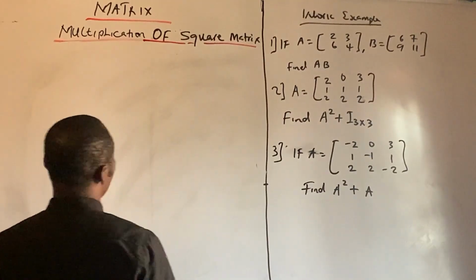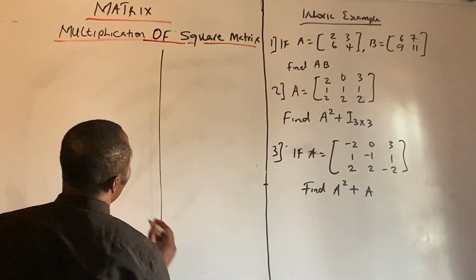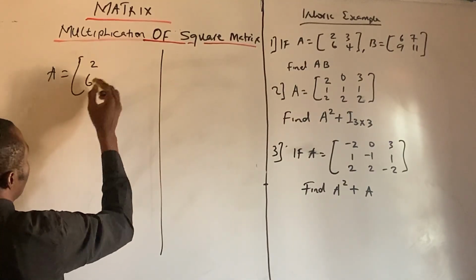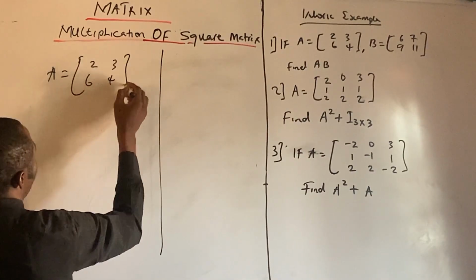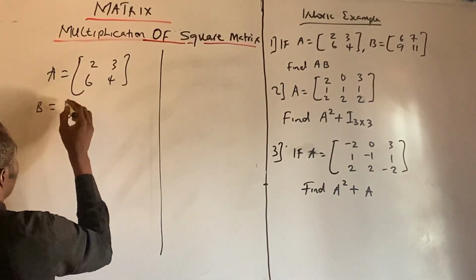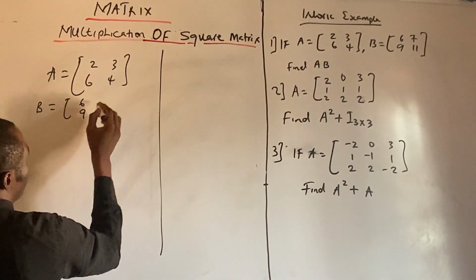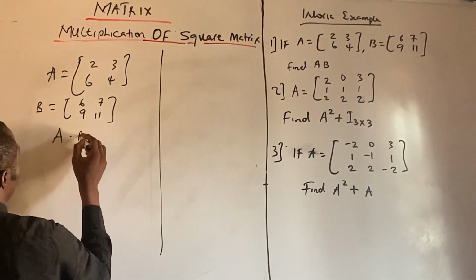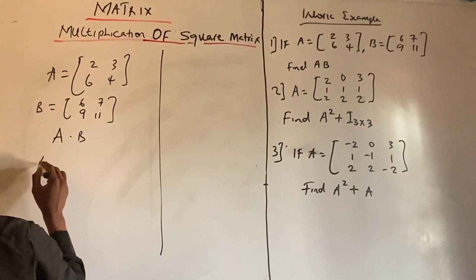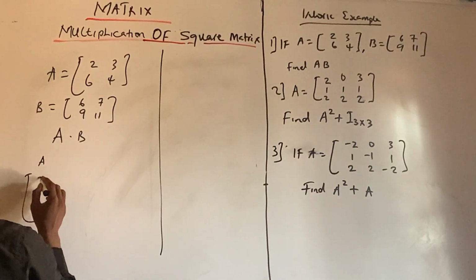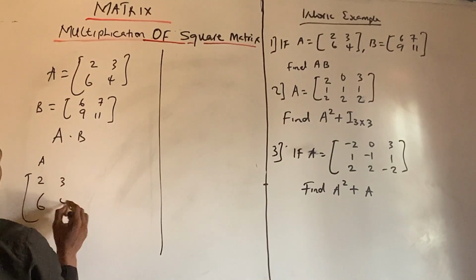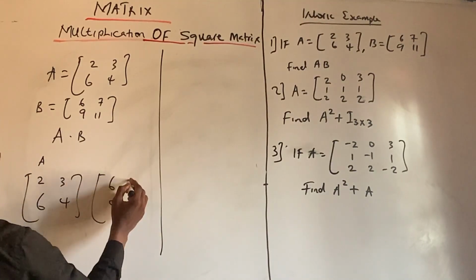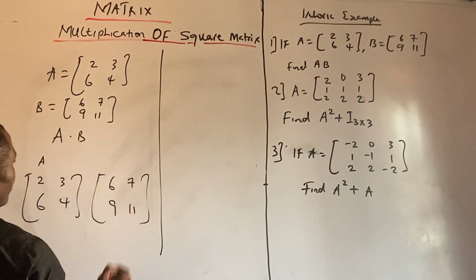Now we have those matrices there. Let's solve with them. We have that A is equal to 2, 6, 3, and 4. And then we have B equal to 6, 9, 7, and 11. Then we have to multiply A by B. All right, so what's in A? In A, I have 2, 6, 3, and 4. Then in B, I have 6, 9, 7, and 11. This is what I have.